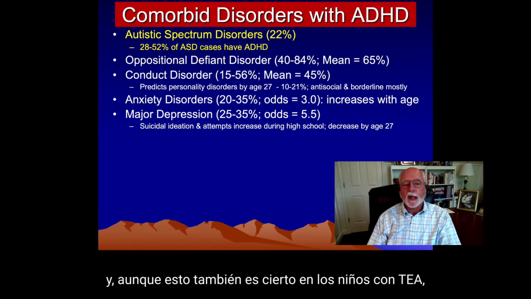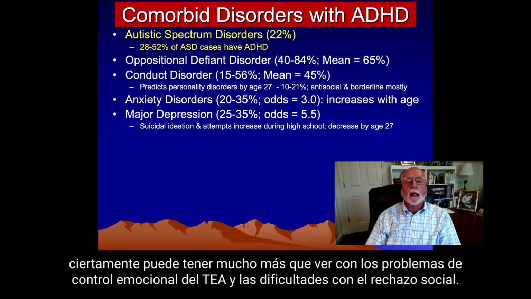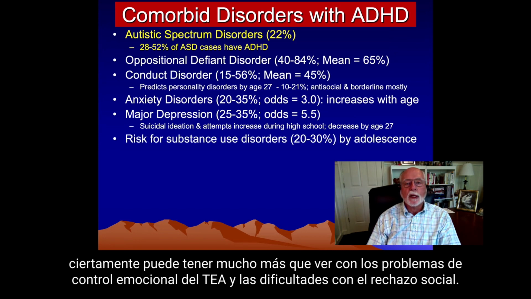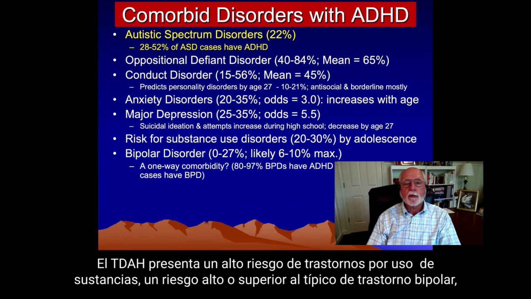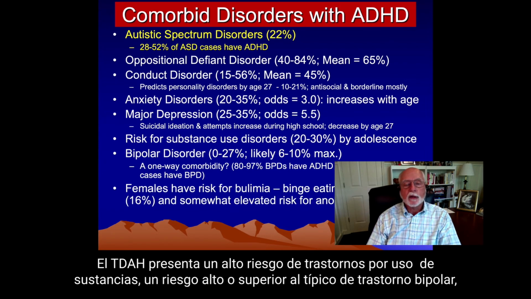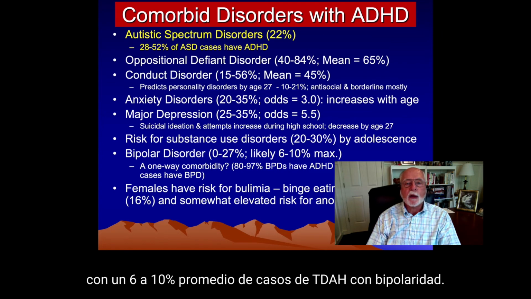And while that's true of ASD children, it certainly may have much more to do with the problems with emotional control in ASD and the difficulties with social rejection. ADHD shows a high risk for substance use disorders, a higher than typical risk for bipolar disorder, being about 6 to 10% on average of ADHD cases showing bipolar.